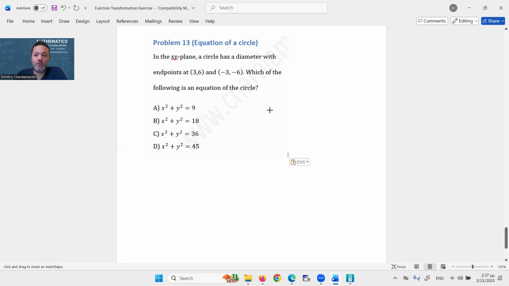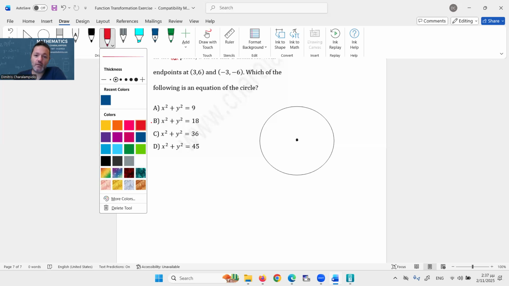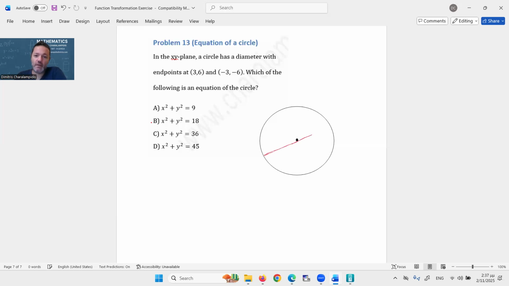So I'm going to draw a circle. Let this be a circle. We have a center, and we were told that a diameter of that circle, let this be the diameter, has endpoints -3, -6, and 3, 6. Now, we need to calculate the equation of that circle.